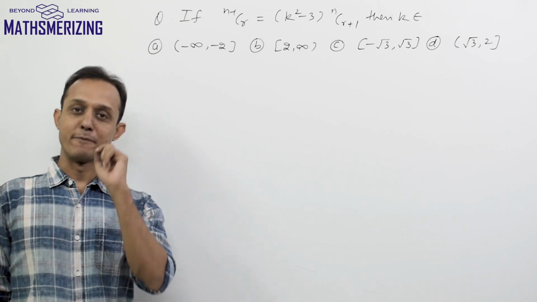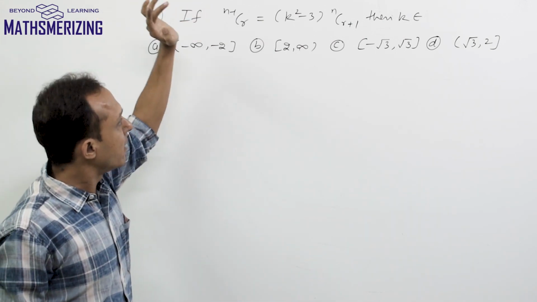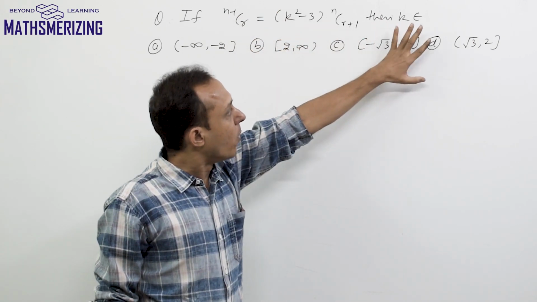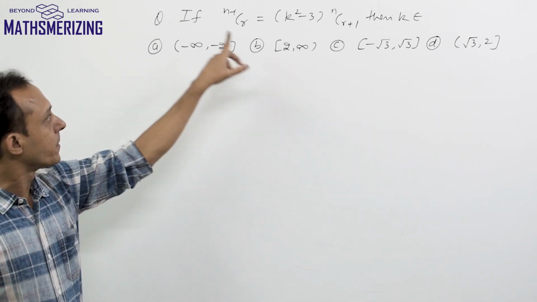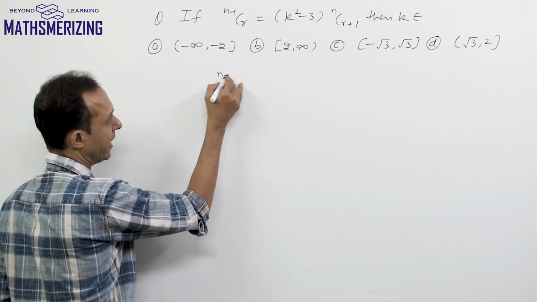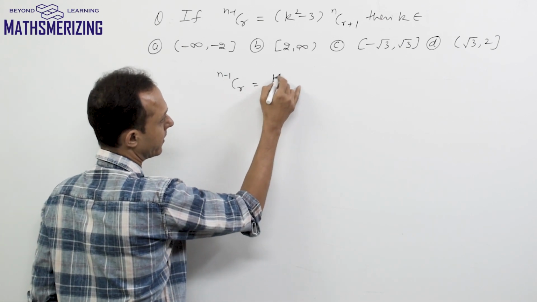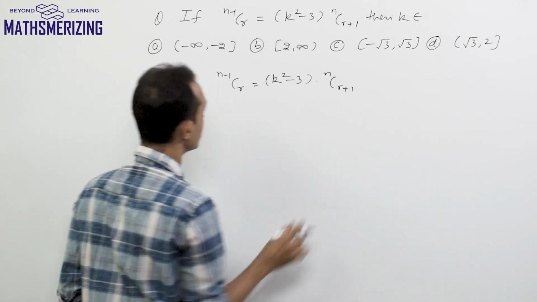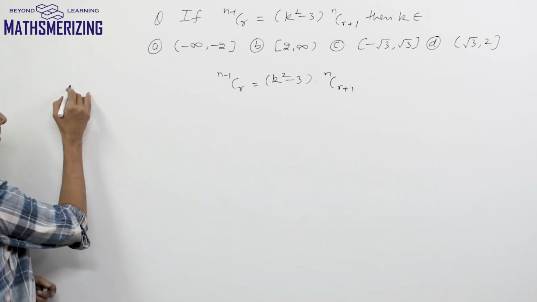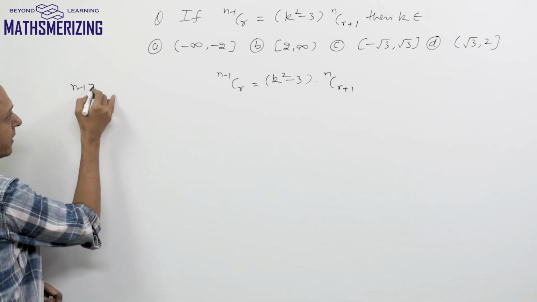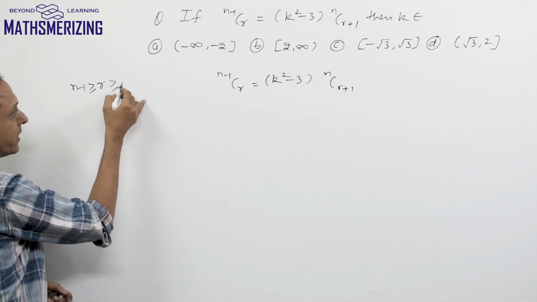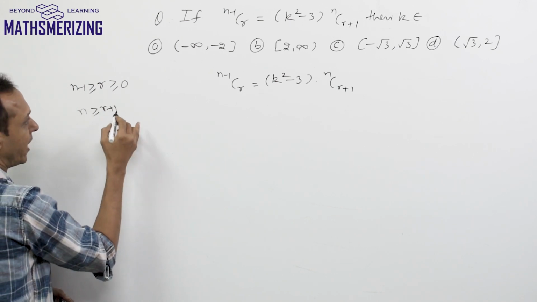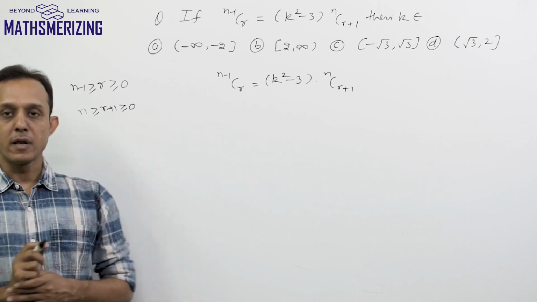So let us take up another question. The question is if nminus 1 Cr is equal to (k square minus 3) nCr plus 1, then k belongs to which of the following given intervals? Now what I am given is n minus 1 Cr equals k square minus 3 times nC(r plus 1). Now I know that n minus 1 should be greater than or equal to r, and r should be greater than or equal to 0, and also n should be greater than or equal to r plus 1, and it should be greater than or equal to 0.